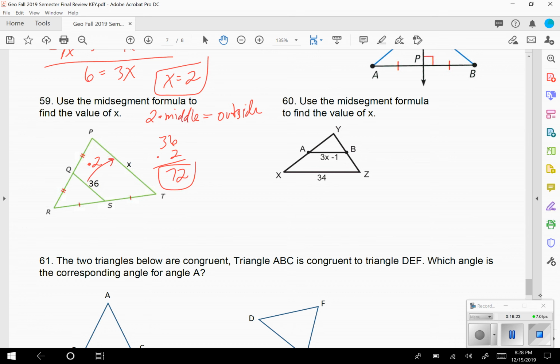Okay, again, I have to take the middle here and multiply it by 2, so 2 times 3x minus 1, and it's equal to the outside piece, so 34. So 2 times 3x, that's 6x. 2 times minus 1 is minus 2. So go to 34, add 2, add 2. So 6x is 36, and if you divide by 6, you get x is 6.